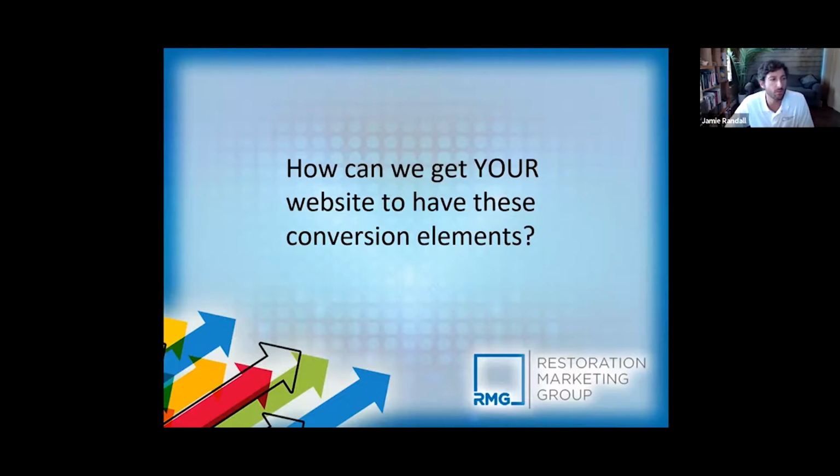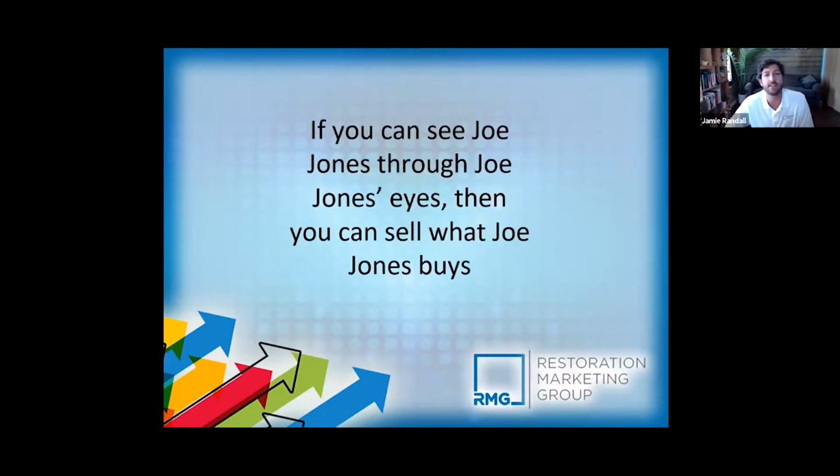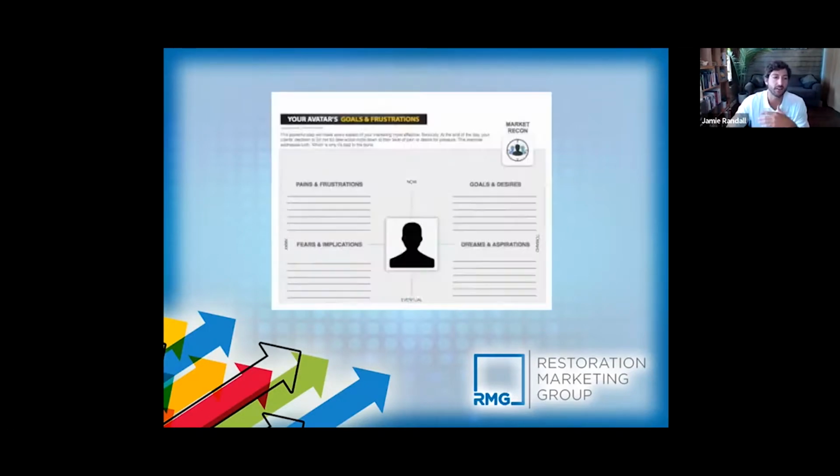So one element we see a lot, or when you're starting from scratch or just looking at a high level view of your website, there's a saying: if you can see Joe Jones through Joe Jones' eyes, then you can sell what Joe Jones buys. It's kind of a corny little saying, I get it. But ultimately that just means, imagine your house floods. Your toilet overflows on the second floor, floods the first floor ceiling, the ceiling collapses. What would you want to see on a site that you ended up on?